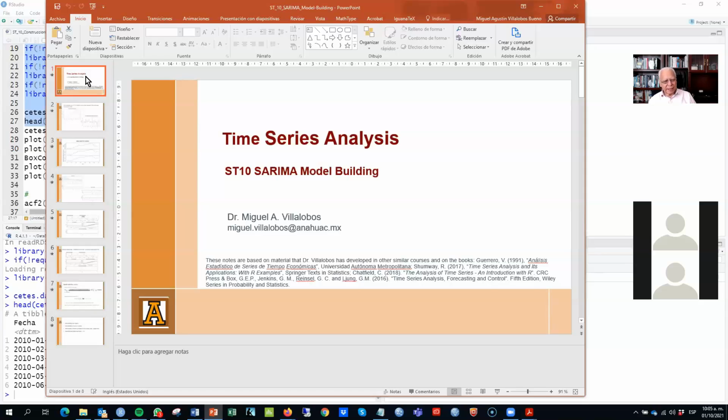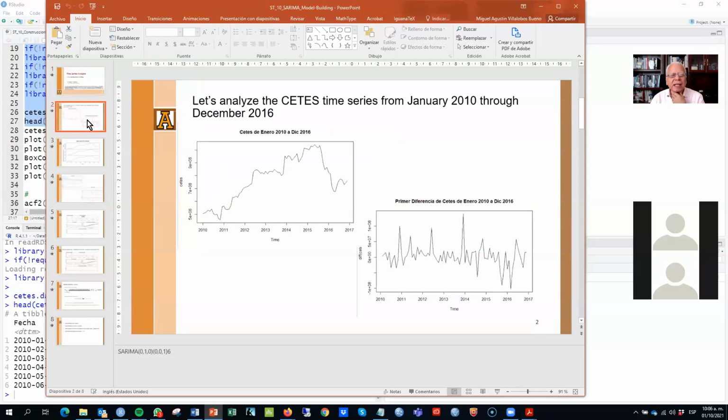First, we identify if we need to make a transformation to stabilize variance. Then we identify if we need to take differences. What's different now is that we need to detect if we need to take normal, standard differences, and if we also need to take seasonal differences.